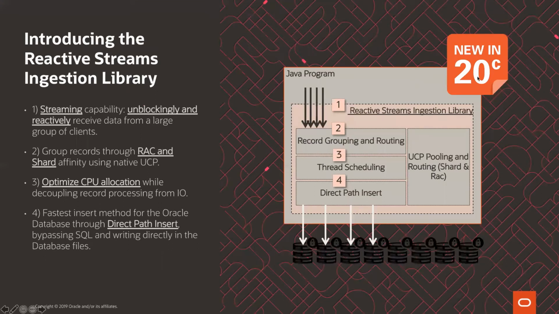Don't pay attention to the "new in 20c", it's new in 21c, because 21c is going to be a long-term support release, right? So that's why we are shipping it in 21c and not in 20. So what is the library? By the way, it's going to be in OTN for you to download, and also in Maven.